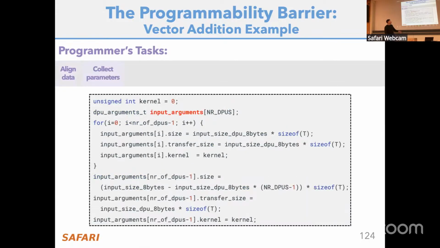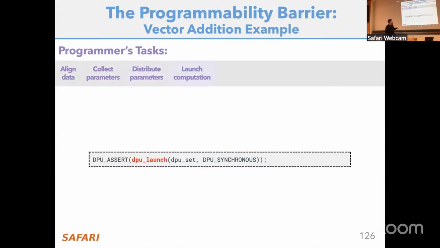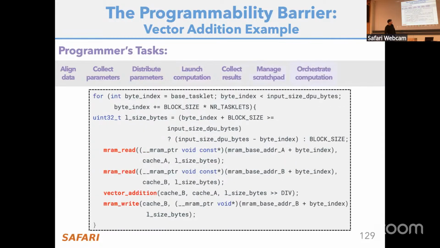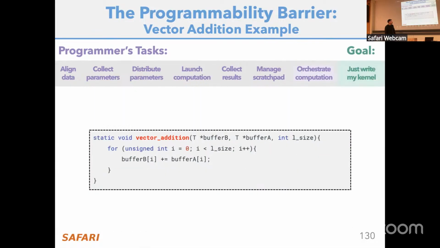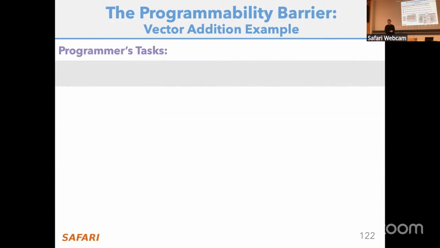You need to collect input parameters from the pin units, distribute those parameters, launch the computation, collect back the results, manage the scratchpad memory in the mapping system, and orchestrate the internal computations across the process memory cores, and you, as a coder, just wanted to do this vector addition. So you just wanted to write at most, I don't know, 4 lines. You can even remove this. It was like, I don't know, 2 lines of code, but you have to keep all of those other lines of code just to manage the device itself.